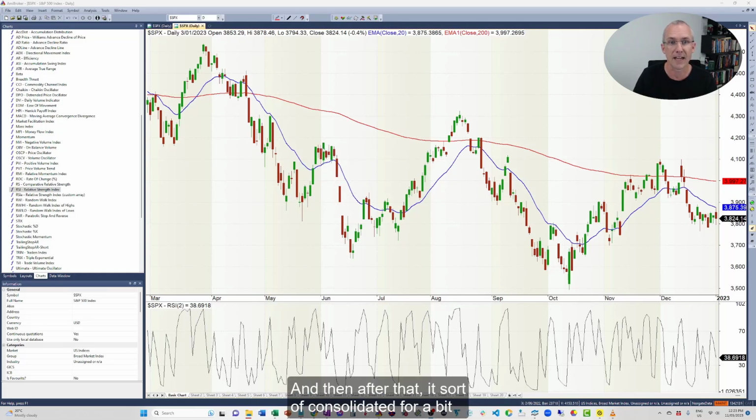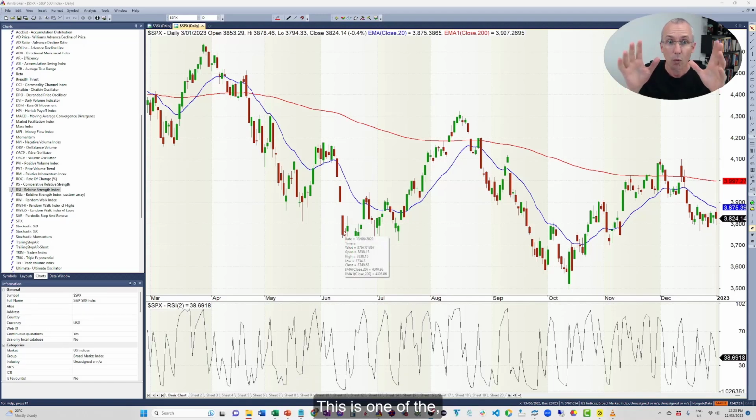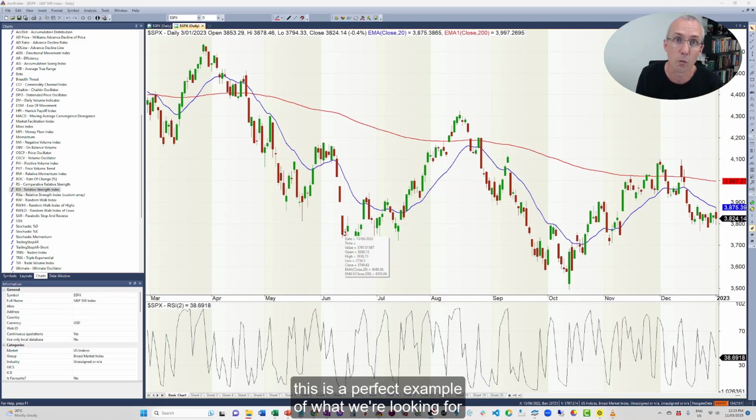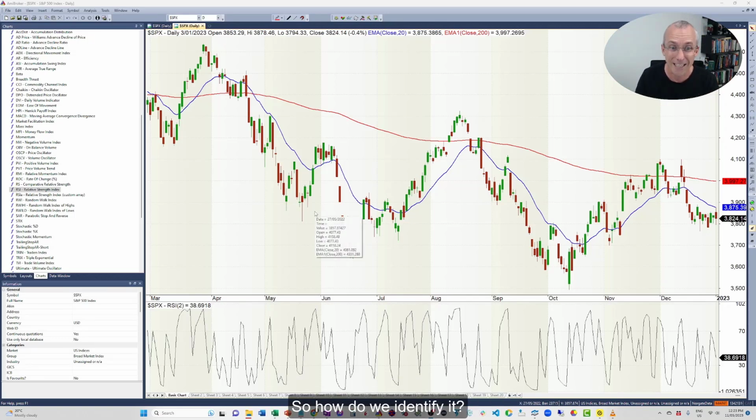And then after that, it sort of consolidated for a bit and collapsed back down in the direction of the trend. This is a perfect example of what we're looking for in mean reversion trading strategies. So how do we identify it? Have a look at something like the RSI. Again, this is the two-period RSI.